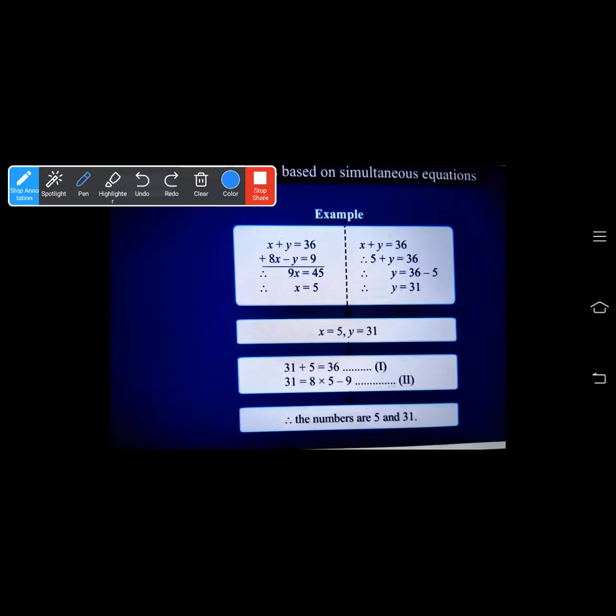Now what you have to do is substitute the values of the variables in both the equations and verify your result. You have to verify your result, whether it is satisfying your equation or your statement or not.